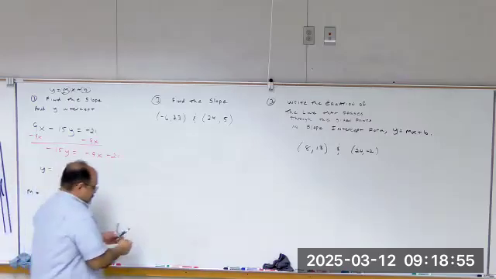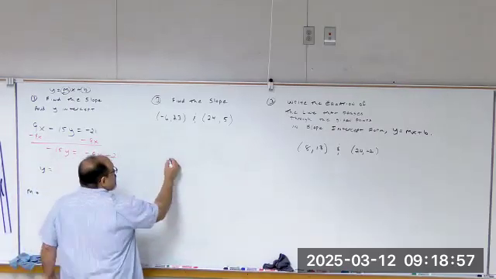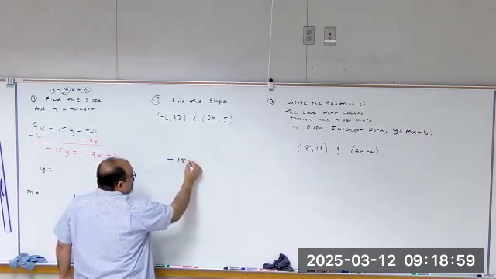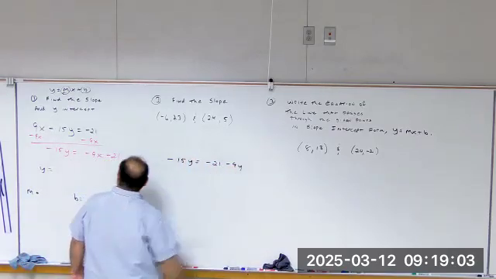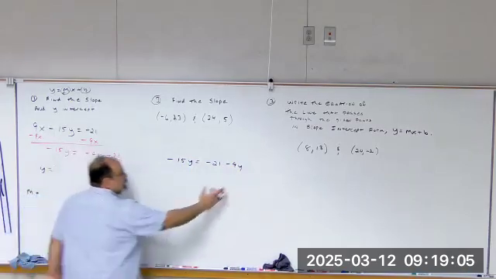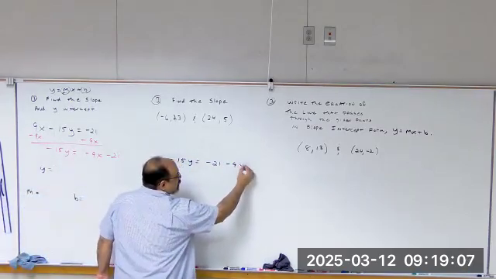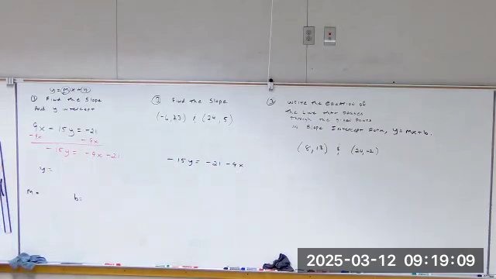Now, is this the same thing? Is negative 15y equal to negative 21 minus 9x the same as negative 9x minus 21? Yeah. They're the same thing.